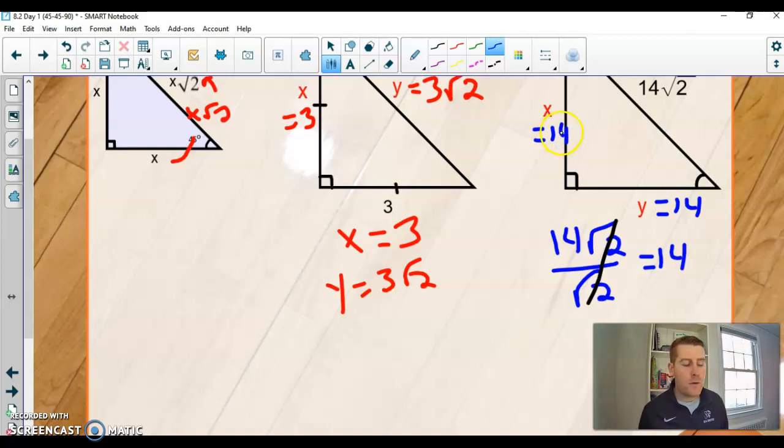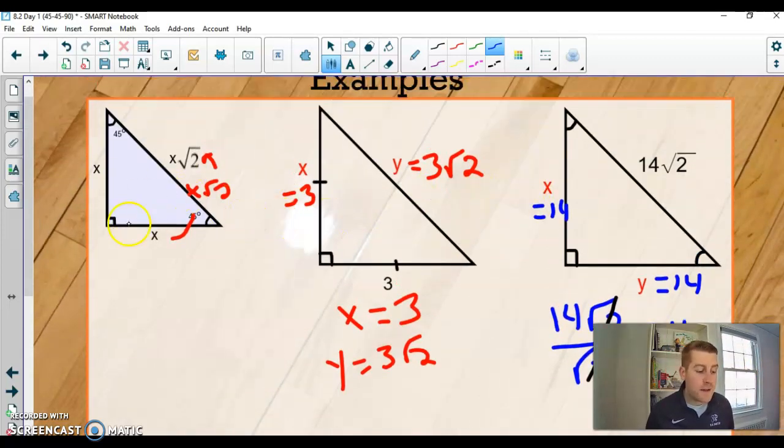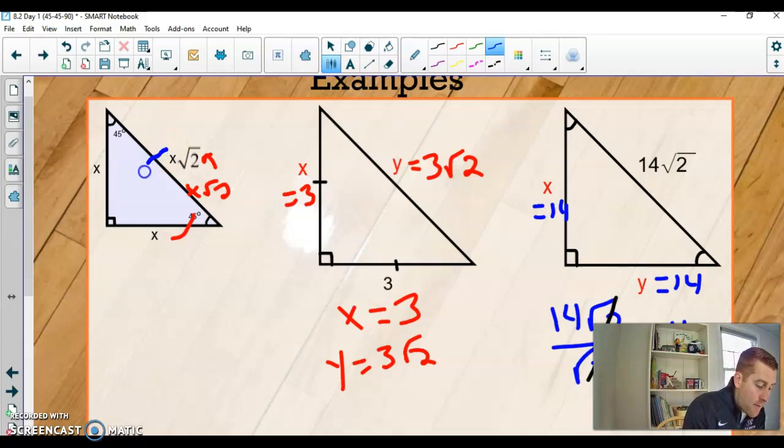So the big takeaway from this slide, everyone, is that if we are given a leg and we're trying to find the hypotenuse, we're going to multiply by the square root of 2. If I know the hypotenuse and we're trying to find a leg, we're going to divide by the square root of 2.